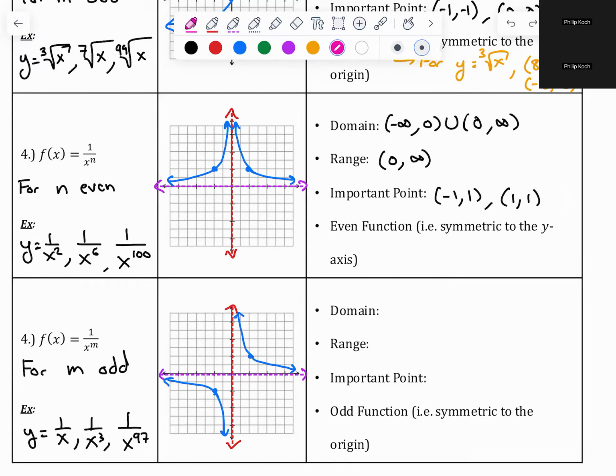But either way, the domain is -infinity to 0, union 0 to positive infinity, and that's actually the range as well. And the important points are -1, -1 and 1, 1. Whew. That is the library of functions. Those are all the primitive functions that we can deal with, at least at this juncture.